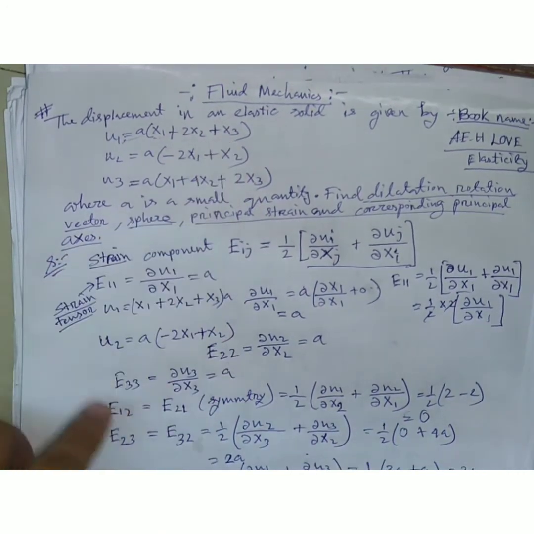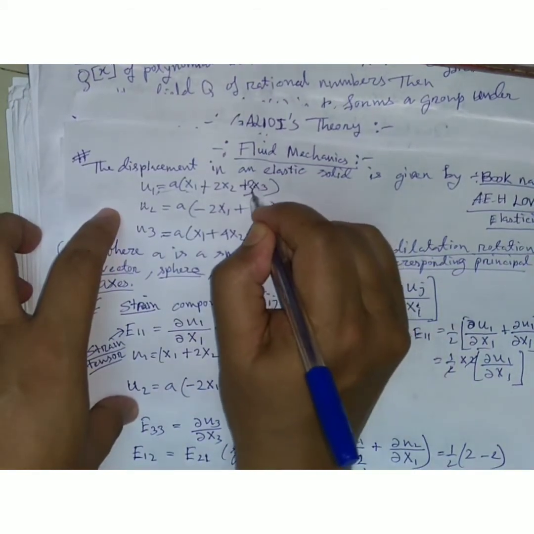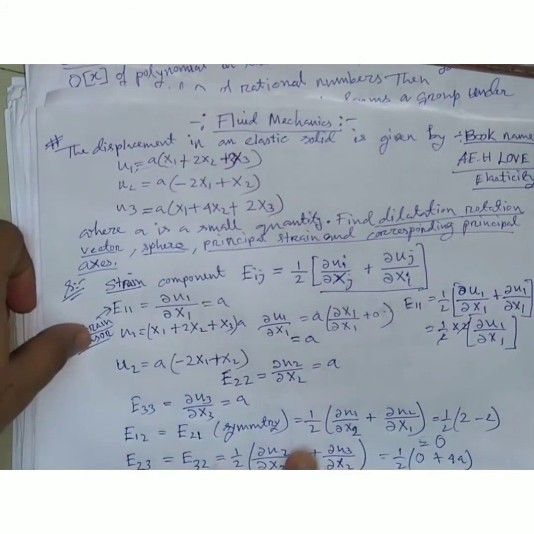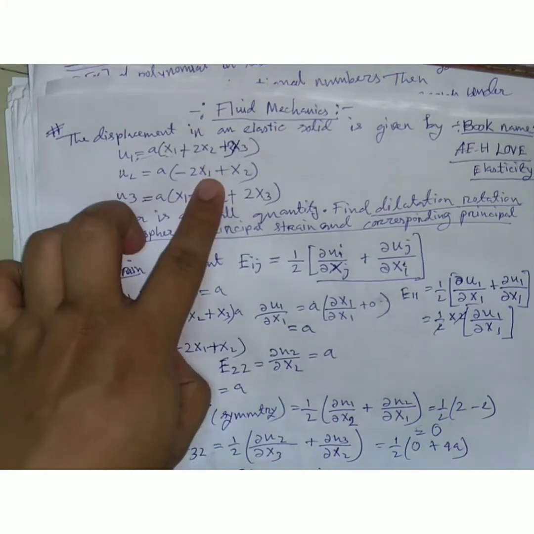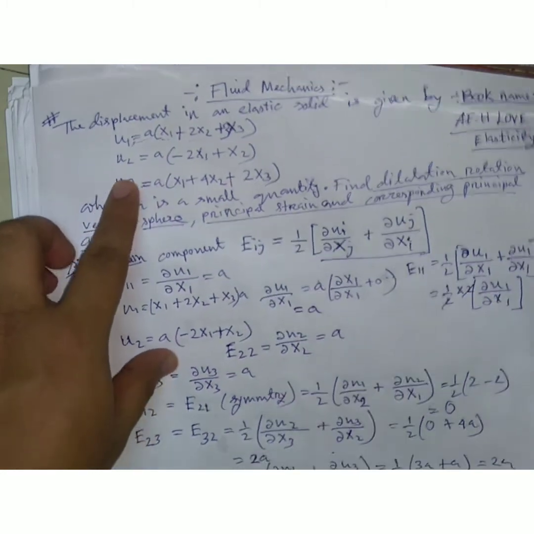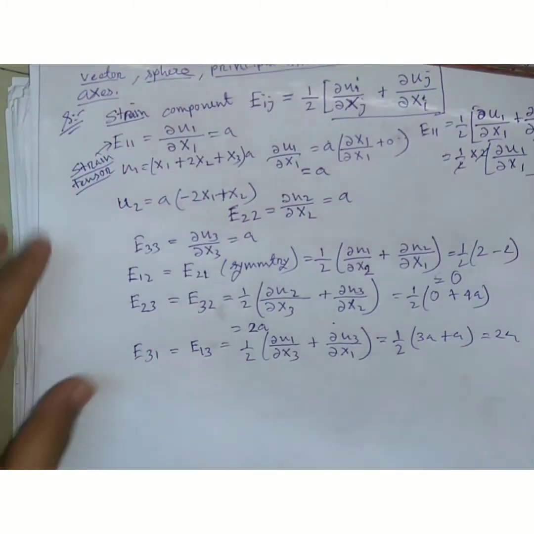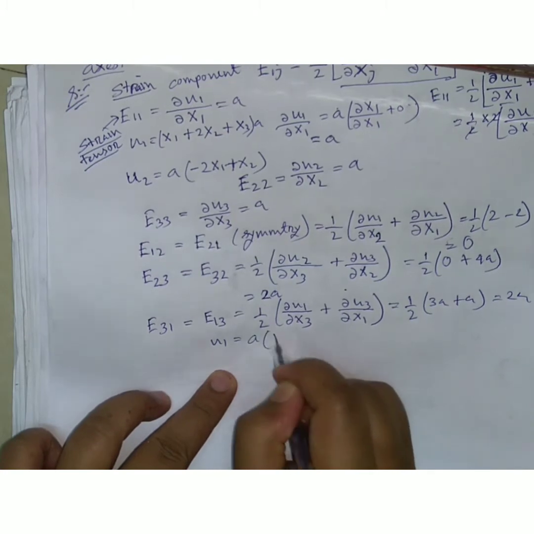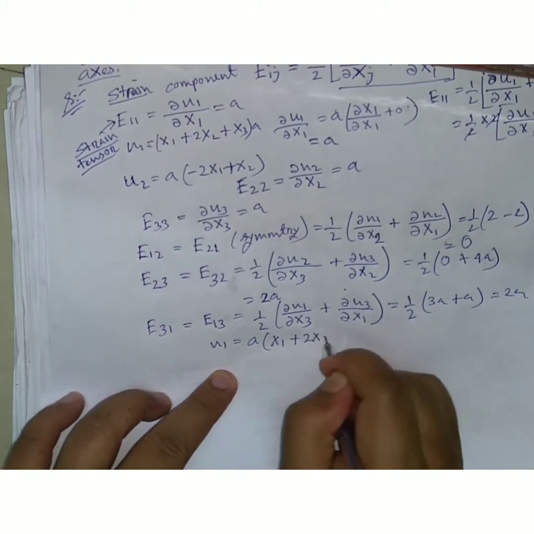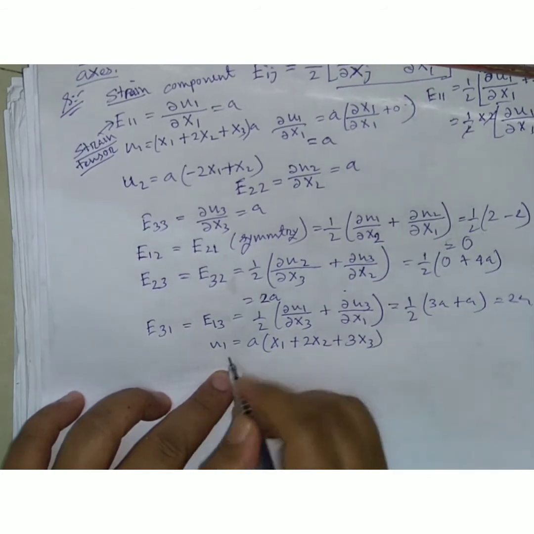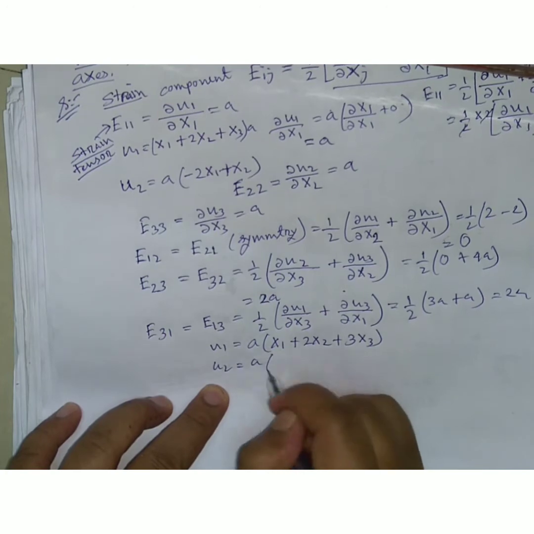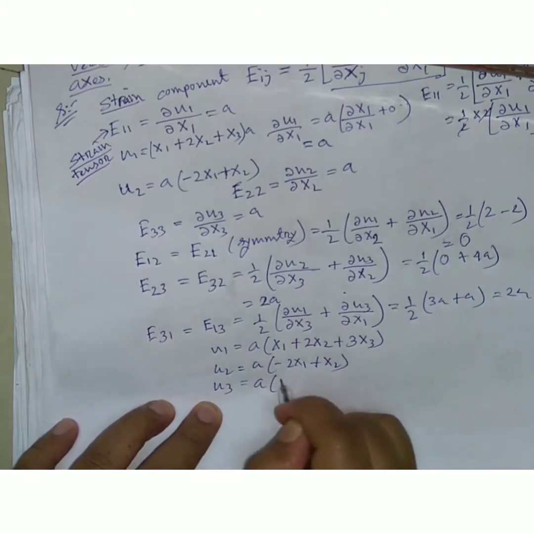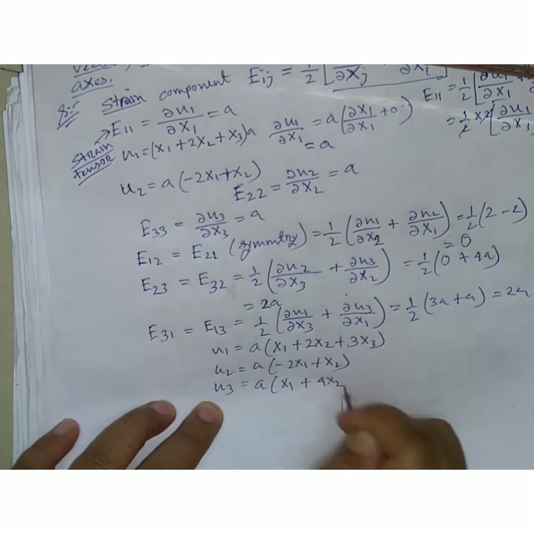Sorry, my question is wrong, it is 3x3. The problem is based on 3x3: u1 is a into x1 plus 2x2 plus 3x3, and u2 is equal to a into minus 2x1 plus x2, and u3 is equal to a into x1 plus 4x2 plus 2x3.